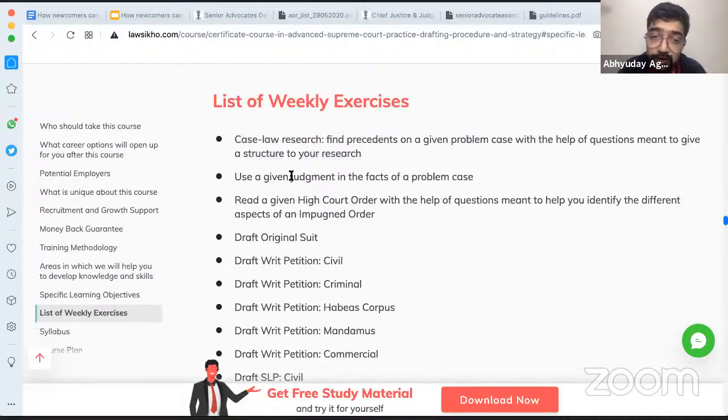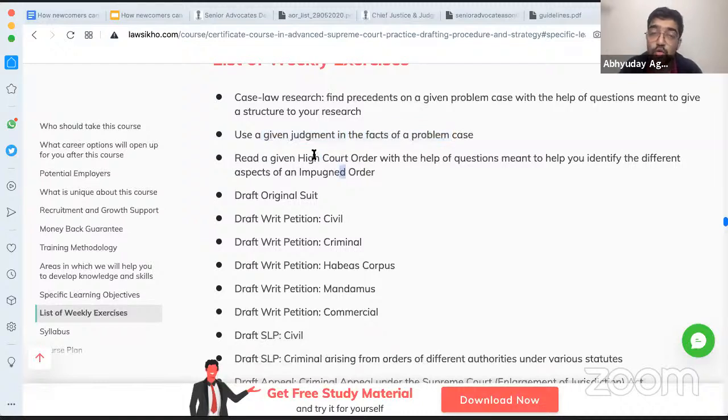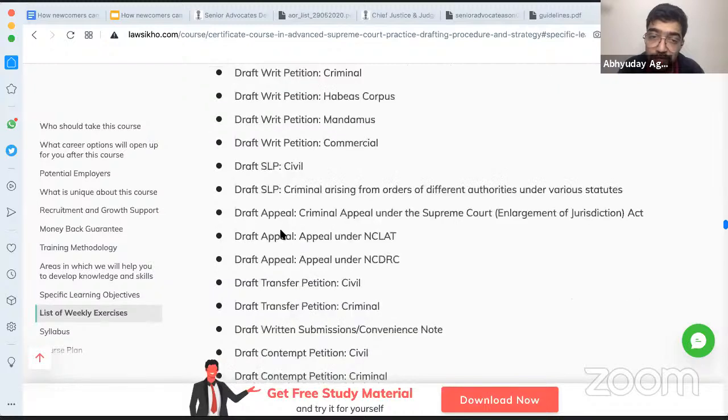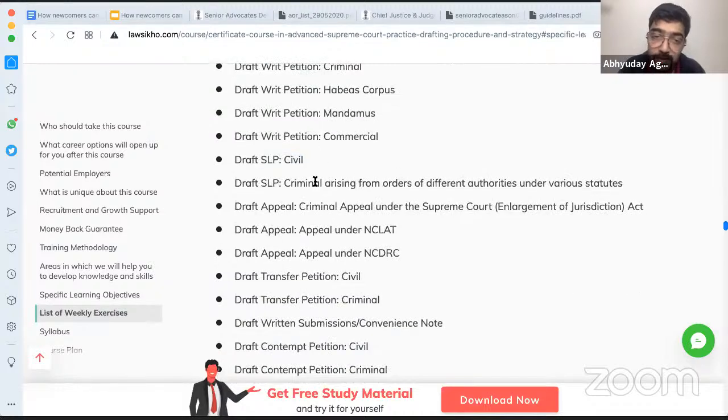Starting with case law research and using a judgment, you will read the High Court order and then say, how do I go in an SLP? How do I go in appeal? You will draft an original suit at Supreme Court. You will draft writ petitions. There are 5 categories of writ petitions you will draft. SLP you will draft separately in civil, separately in criminal.